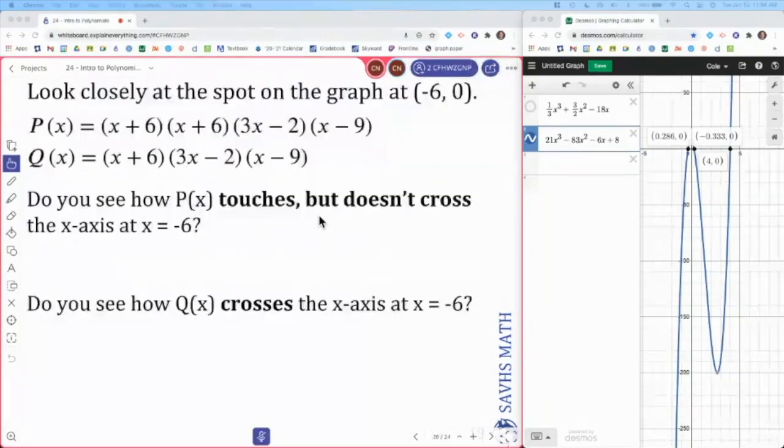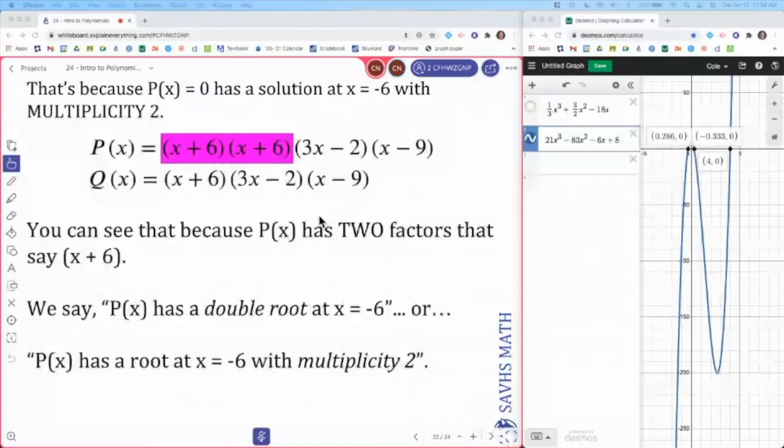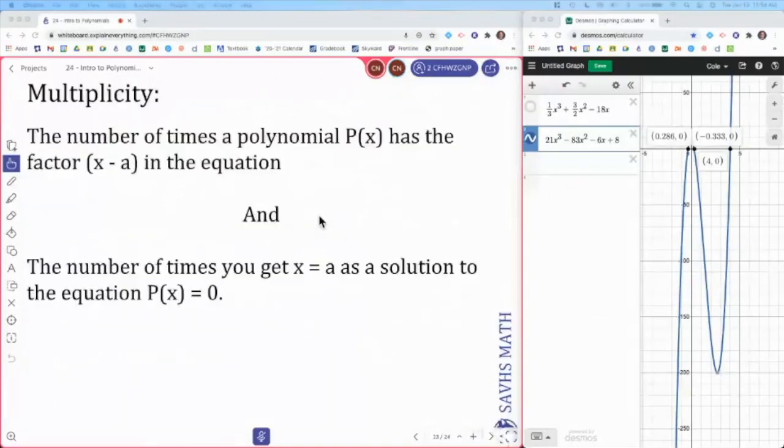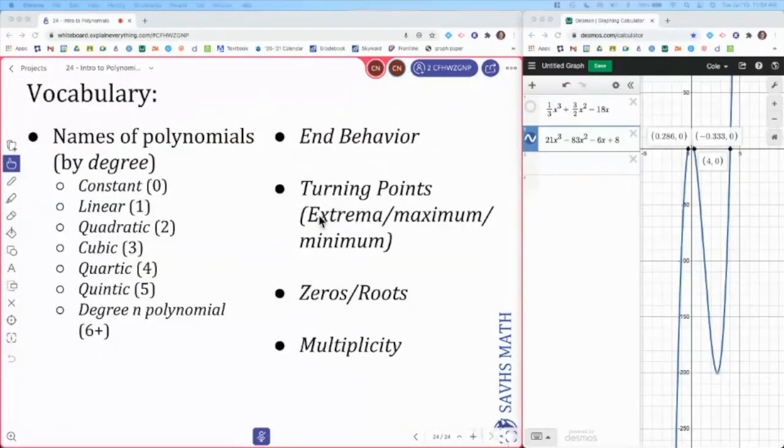Okay. I'm going to skip this part because it's not that important and because I'd rather finish the lesson instead. Okay. The vocabulary that we talked about today was the names of polynomials, constant, linear, quadratic, cubic, quartic, quintic, and then degree 6, degree 7, degree 8.